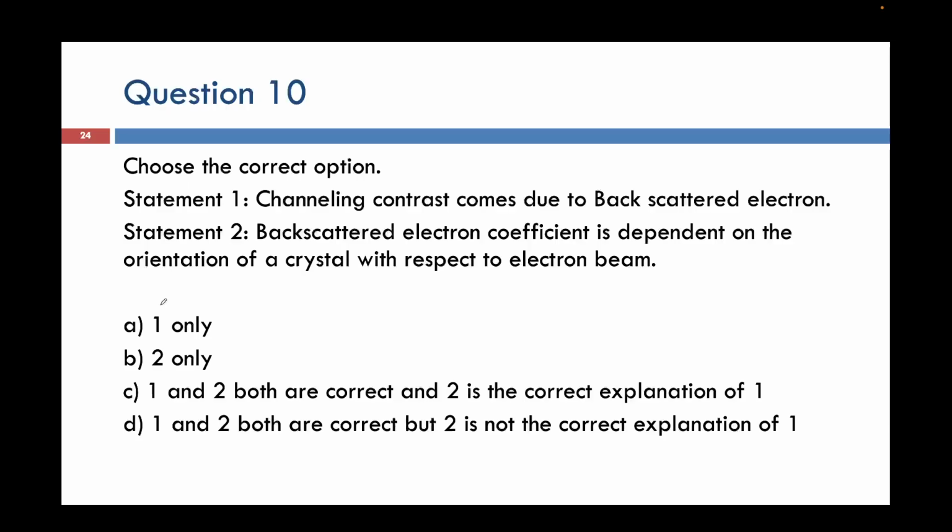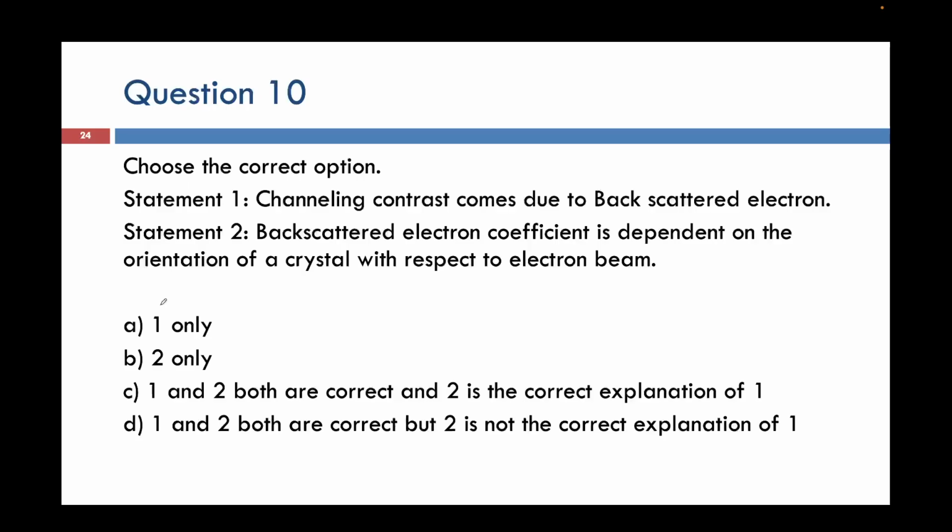Okay, so there are a few more questions. Choose the correct option. Statement 1 is channeling contrast comes due to backscattered electrons. Statement 2 is backscattered electron coefficient is dependent on the orientation of a crystal with respect to the electron beam. The options are 1 only, 2 only, 1 and 2 are correct and 2 is the correct explanation of 1, and D is 1 and 2 both are correct, but 2 is not the correct explanation of 1.